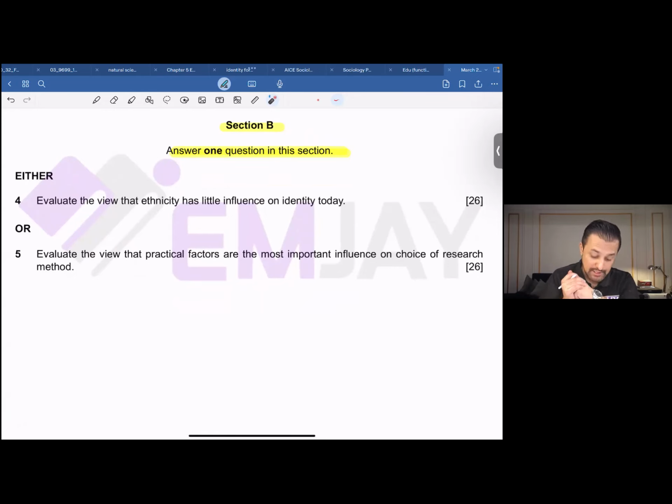So section B, again, we get a choice. There are 2 questions over here. You are asked to either attempt question number 4 or question number 5. We have a very clear instruction over here that reads: answer 1 question in this section.